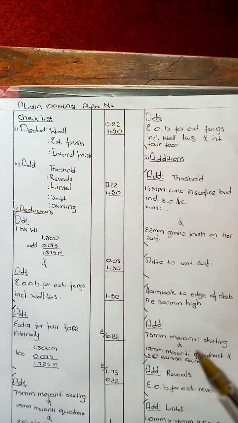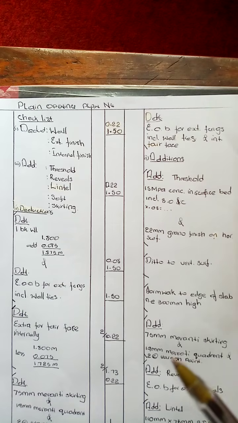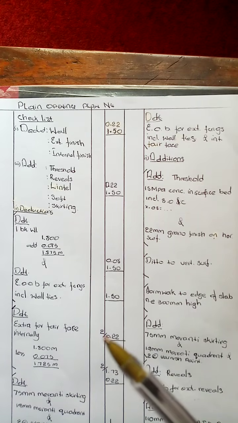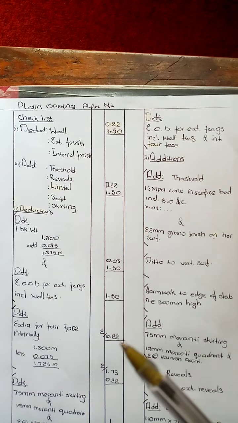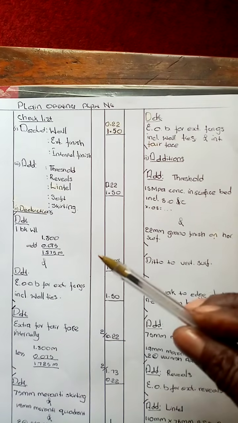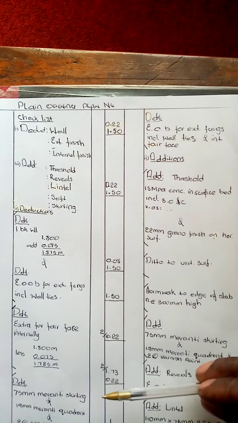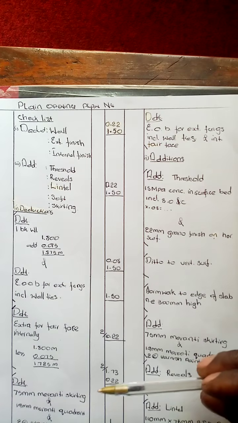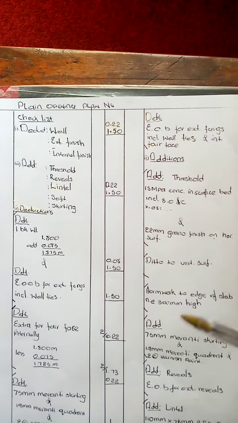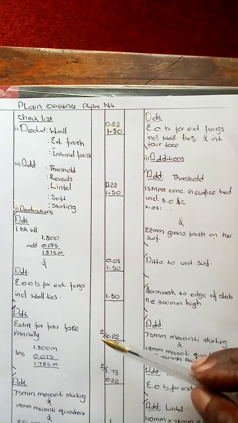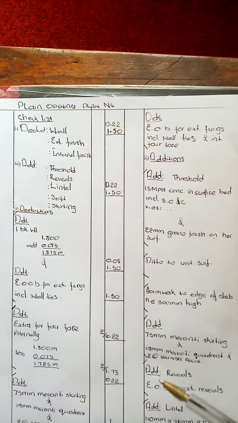Add 75 millimeter Merandi skirting and 19 millimeter Merandi quadrant and 2-coat varnish paint. On that Merandi skirting, it's 0.22 by 2. You will be adding the skirting on this side and on the other side of the opening. Okay, it's just the skirting. It must be equal to the width or the thickness of the wall there on the opening. Then you close your brackets.